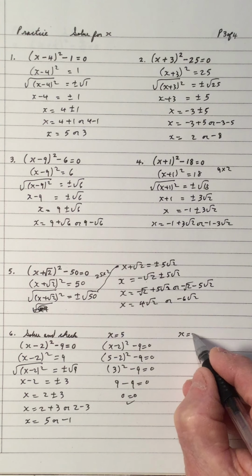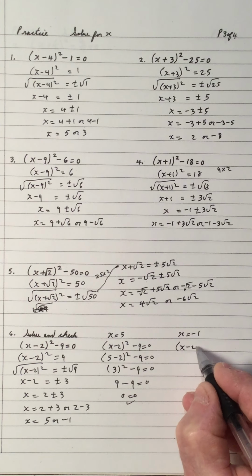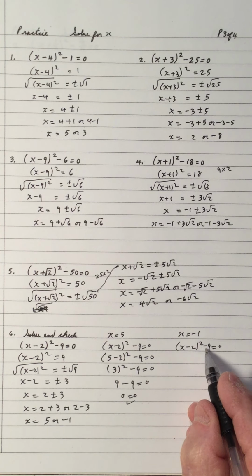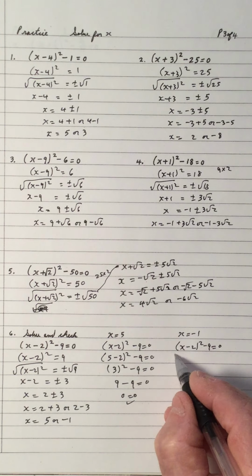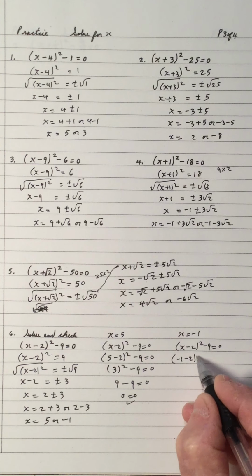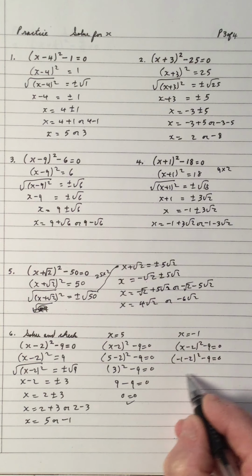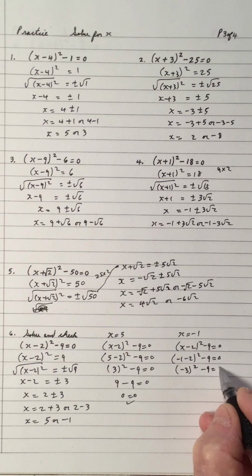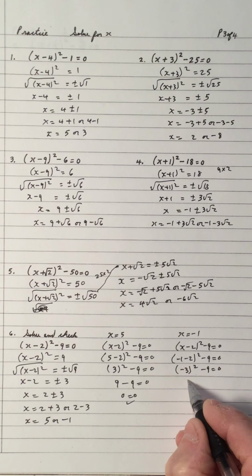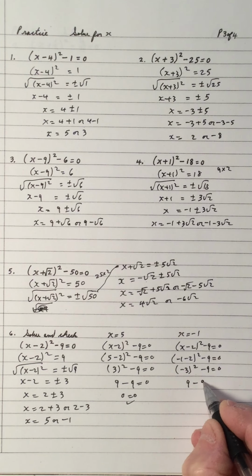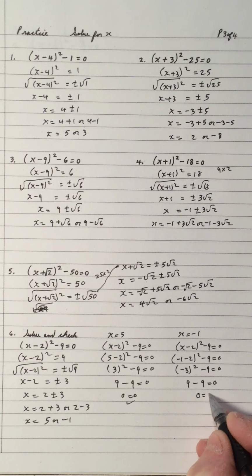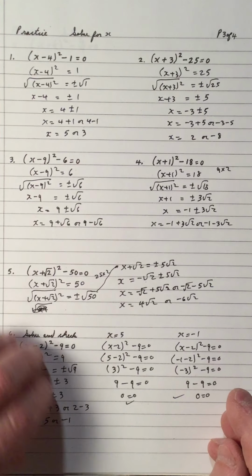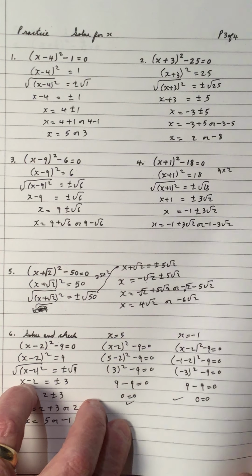Let's check x equals negative 1. And the equation is x minus 2 all squared minus 9 equals 0. We're going to sub a negative 1 in the place of x. And we do the inside the brackets first, which is negative 3. We do the power next. Negative 3 squared is 9. Negative 3 times negative 3 is 9. And 0 equals 0. So the two solutions, 5 and negative 1, are the solutions to the equation. And I check both to make sure.